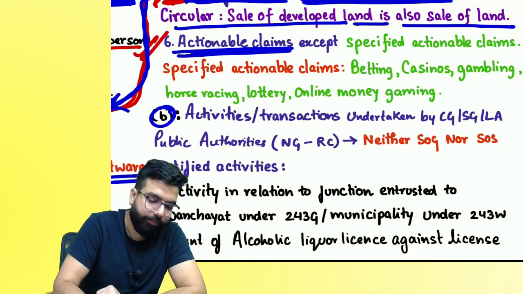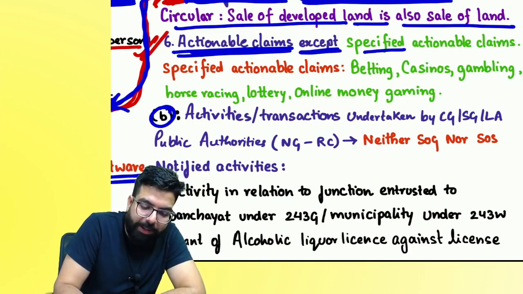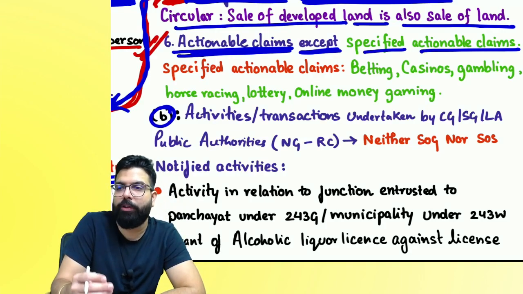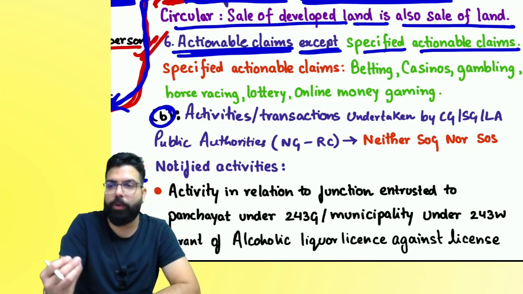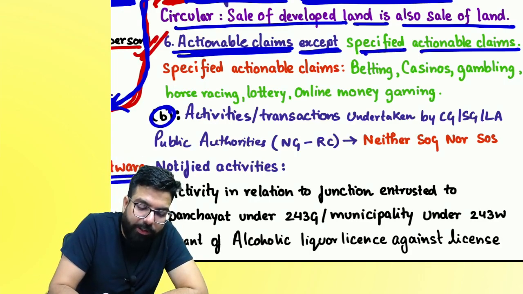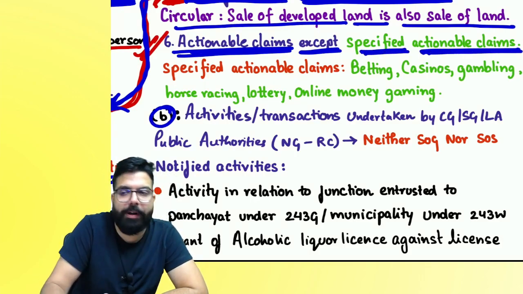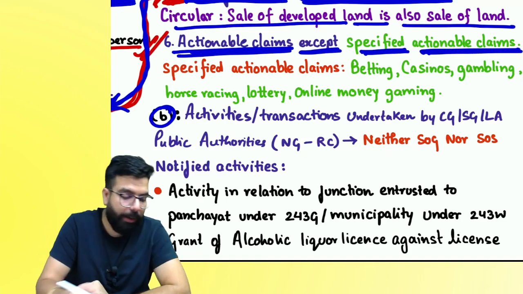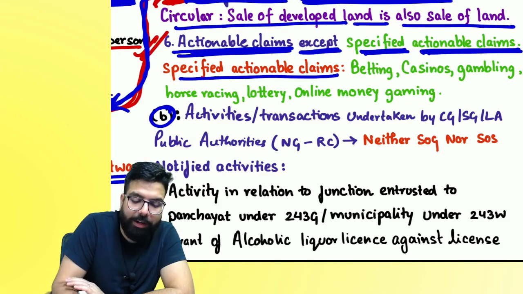But, except specified. You know why I am writing in green? Because it's an amendment. Whenever you see green, it's a new thing which has come. Okay, everyone? Except specified actionable claim. And the government has told, there are some actionable claims on which we want GST. For an example, what is specified actionable claim? Betting.